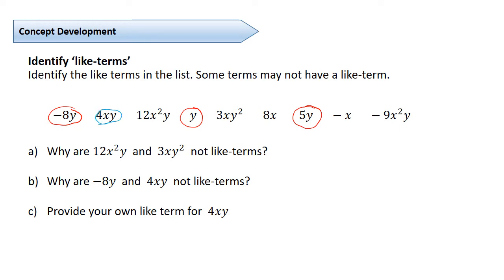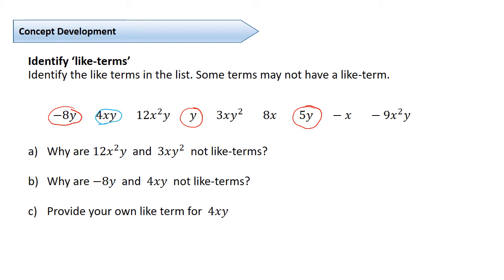Let's change our pen color. So this one here, we have 4xy. Even though there are x's and y's, the powers throw us off. The powers are not like. There are no powers in our 4xy, and there are actually no terms that are like 4xy. All the rest have powers, so we're good.